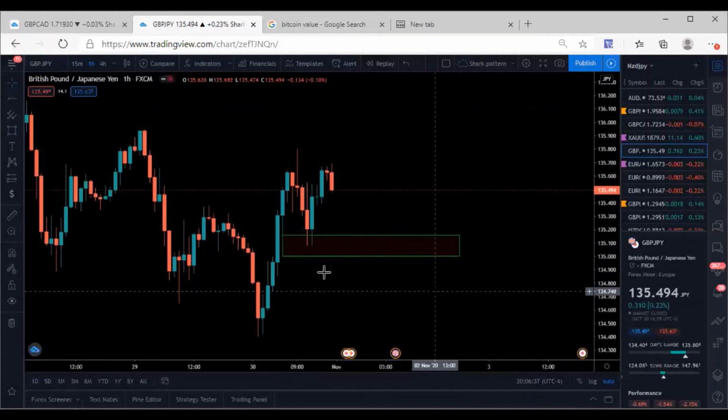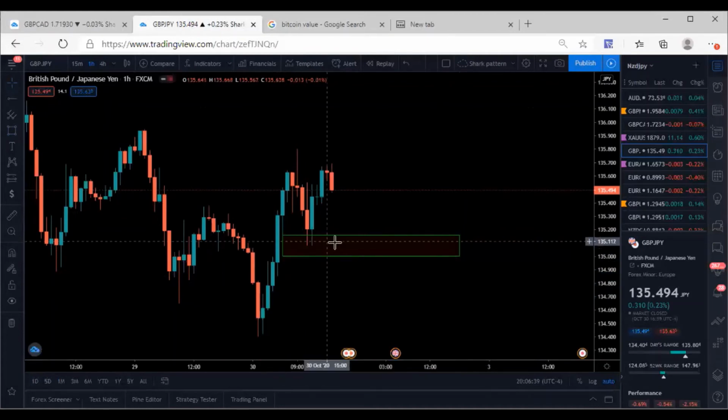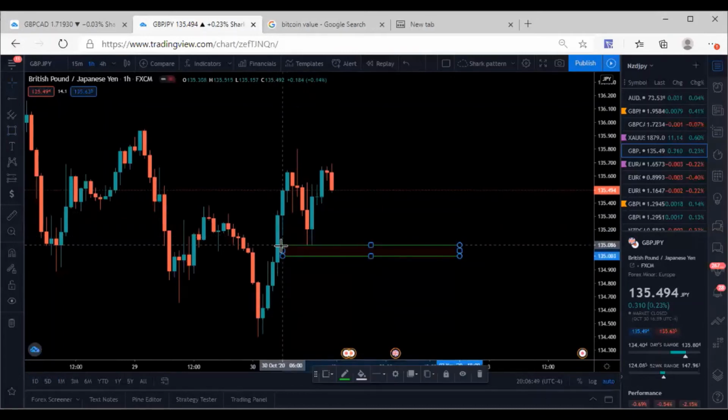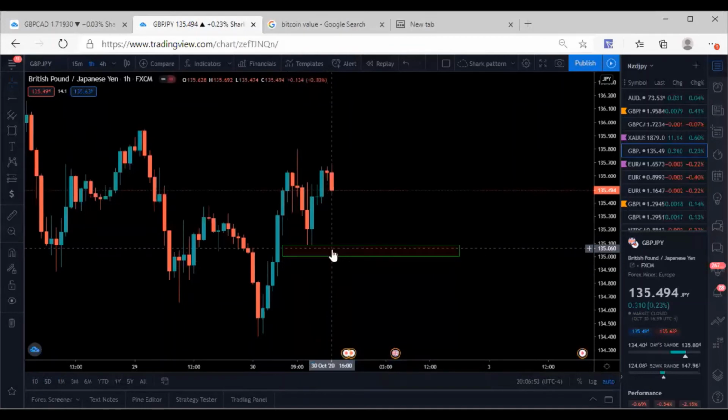So technically it has not yet been filled because it's only come to here, but I'll go ahead and adjust that to right here, and it still has a little bit of space to fill, so I'll keep that right there. Market may be headed in that direction if it's not already there when it opened. So we'll just see what happens.